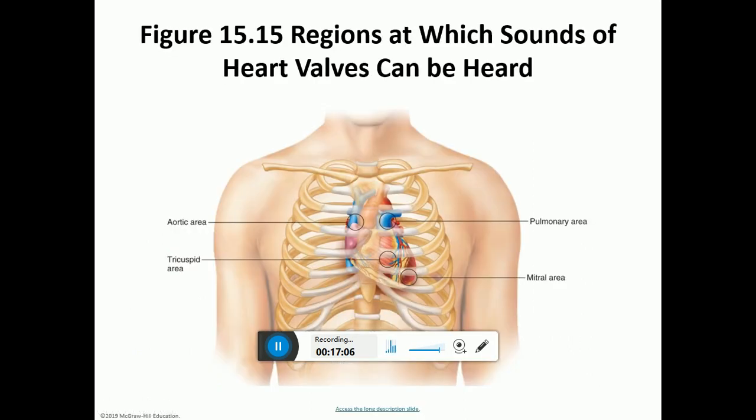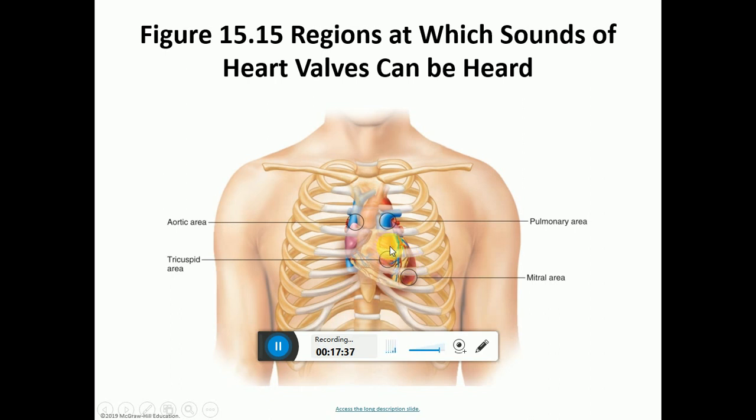So where do we put the stethoscope in order to hear the four valves? So the best area to hear your mitral valve will be in the fifth intercostal space, on the left side, mid-clavicular line. Mid-clavicular line means if you make a line starting in the middle of the clavicle and go all the way down until you reach your fifth intercostal space on the left side, that would be the area best to hear your mitral valve.